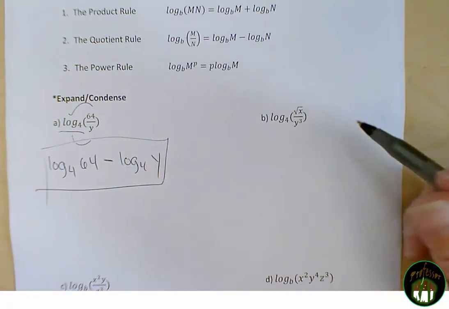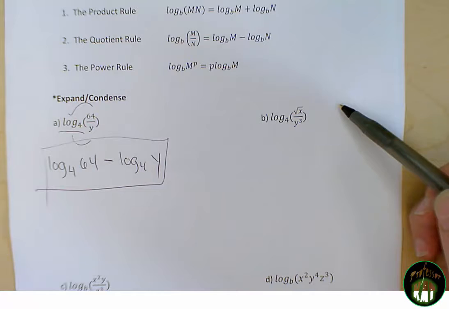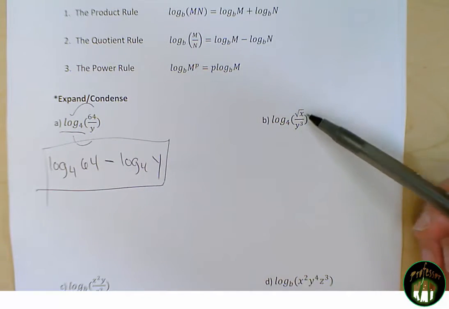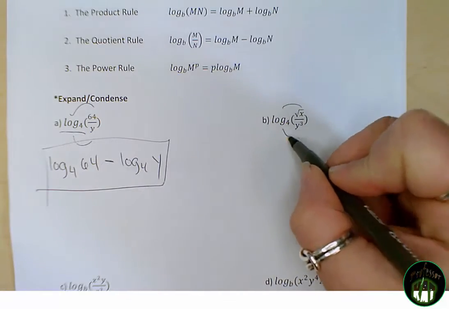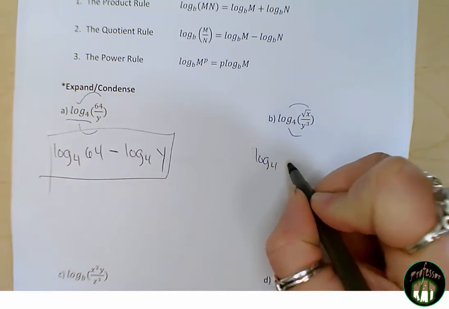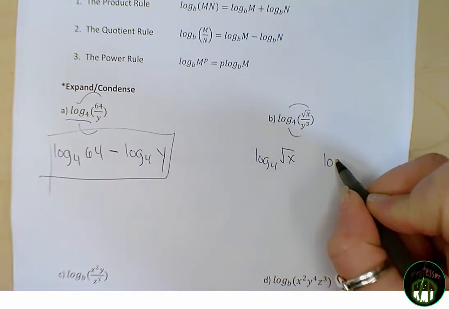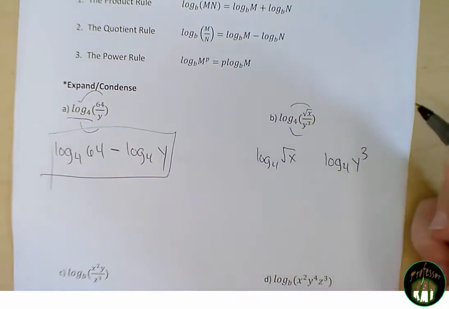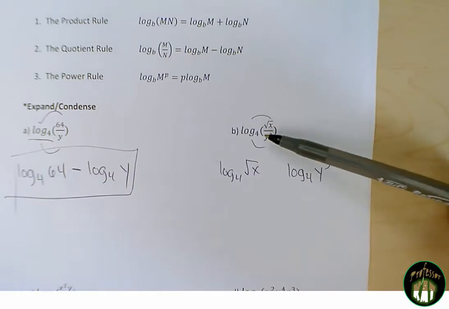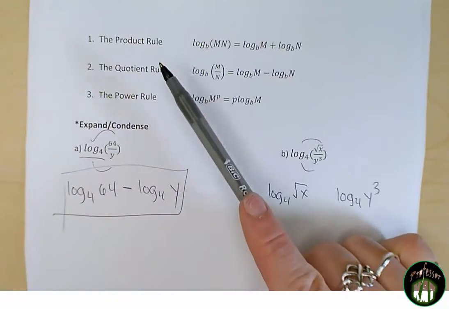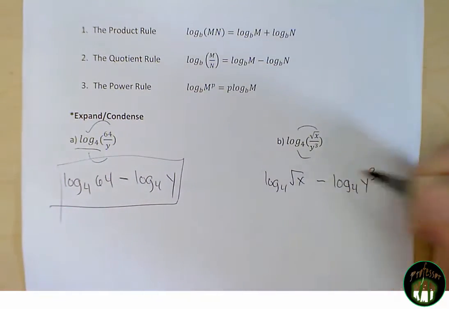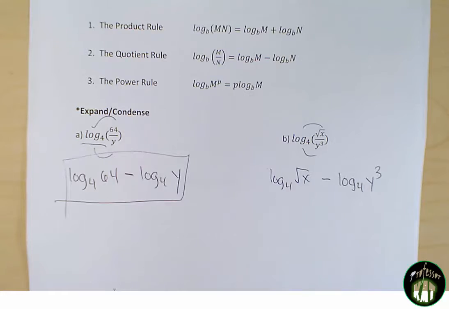Here we have a log base 4, and I notice that I have a square root of x in my numerator and a y cubed in my denominator. So I also have two different things inside my parentheses. I'm going to start by distributing the log: log base 4 of the square root of x, log base 4 of y cubed. Then I'm going to pay attention again to the calculation. Because I have division, again, the quotient rule says division correlates to subtraction. So I am going to subtract in between them.